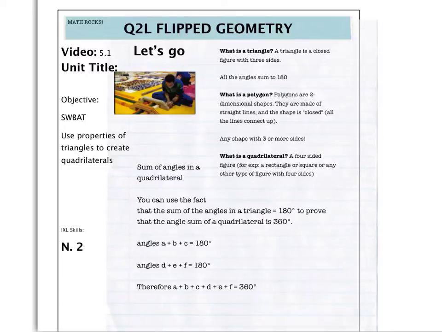Our unit title is Code Crafts, even though it looks like Code Cats, it's Code Craft. And our objective for today is students will be able to use properties of triangles to create quadrilaterals. What are those things? You will find out. And our IXL skills are in 2.